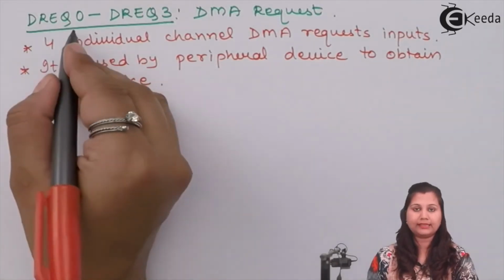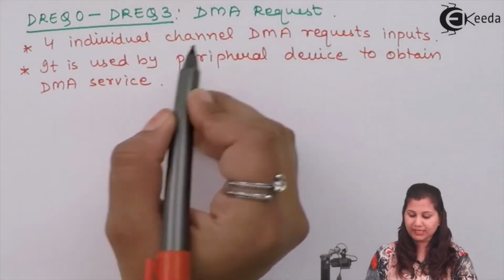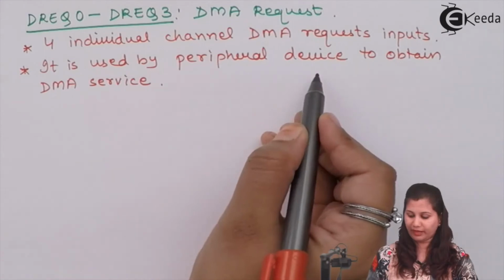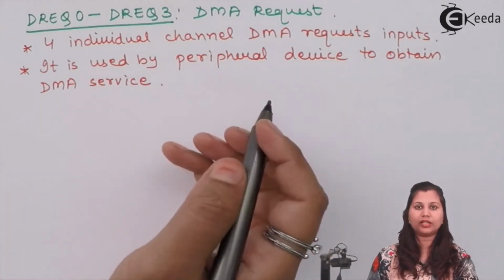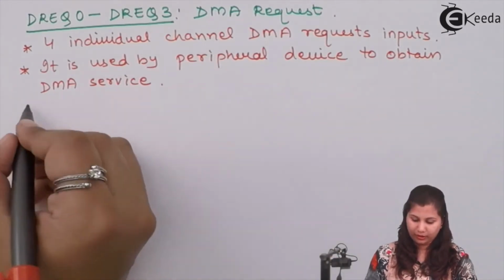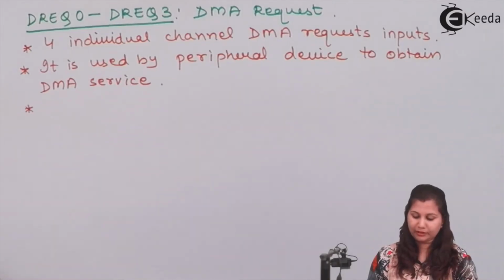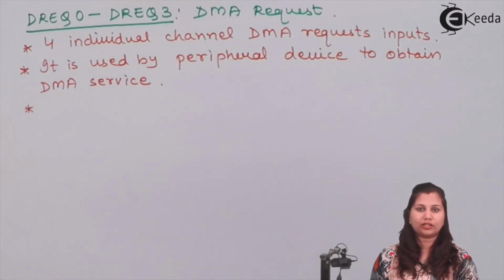So this signal DREQ, the DMA request, is used by the peripheral device to obtain the service of the DMA controller. The DMA controller has 4 channels, and these channels can work in 2 modes, that is the master mode and the slave mode. Also there is a type of mode which is known as the fixed priority mode.